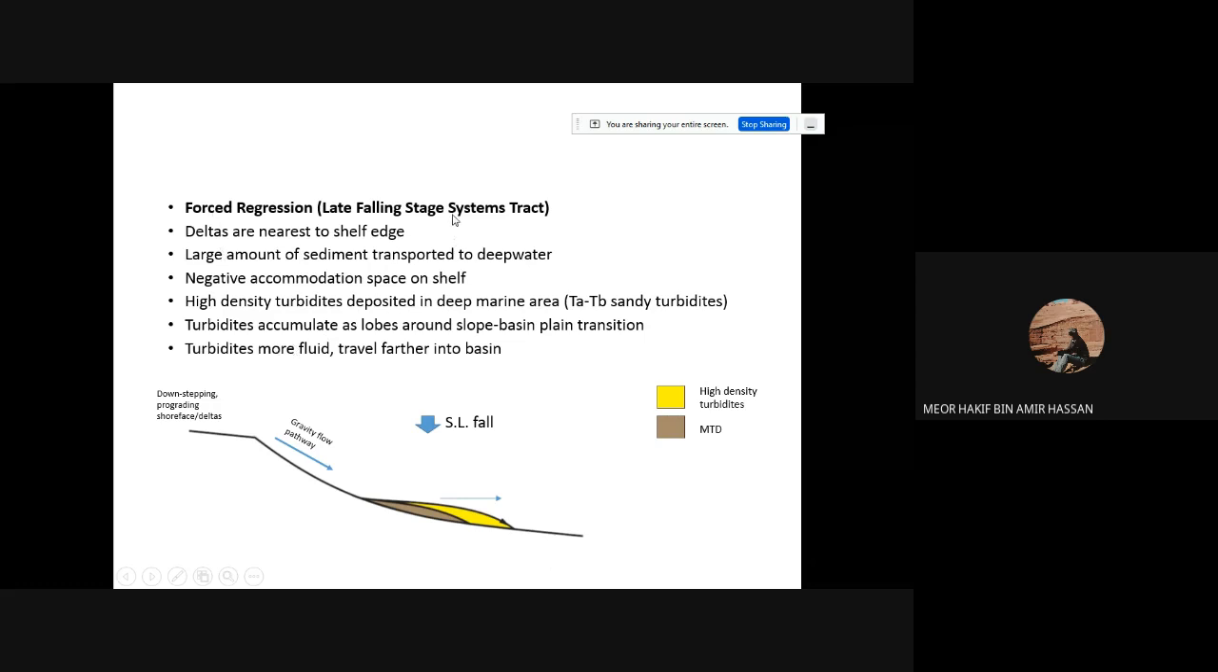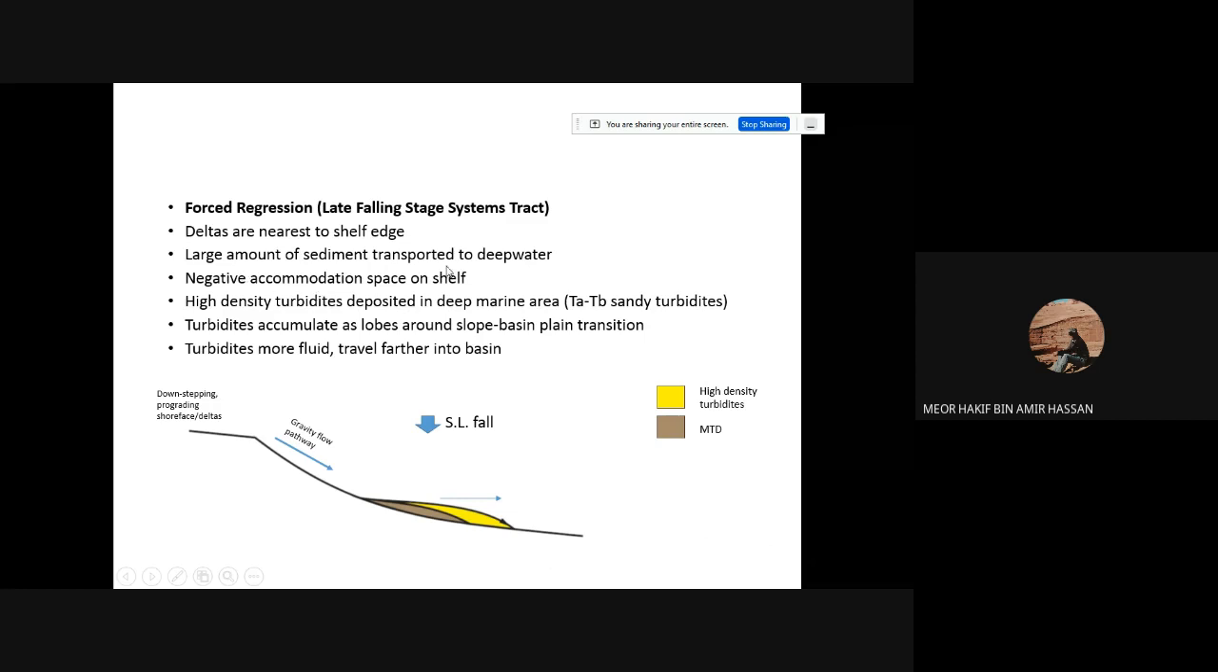Later on, during the falling stage, there's still forced regression. Now, the deltas will be nearest to the shelf edge. It has prograded, regressing the shoreline. It reaches here now. Because now the delta is here, a large amount of sediment can be transported to the deep water. Rivers are reaching the shelf edge until here. You can have sand, and the sand is being transported down the slope onto the basin. Okay.